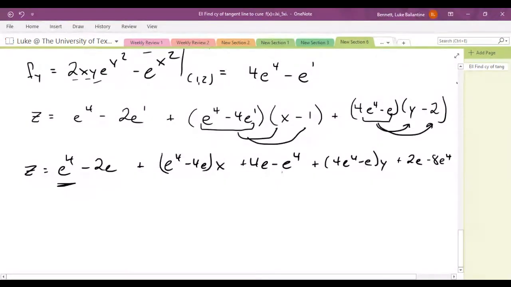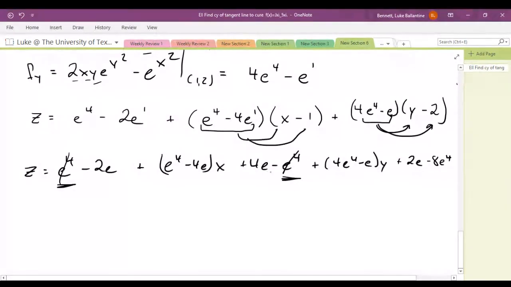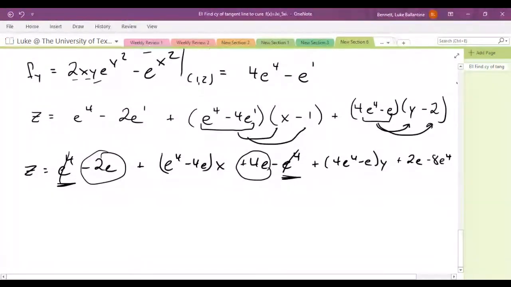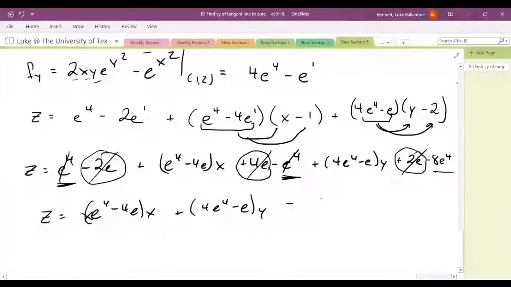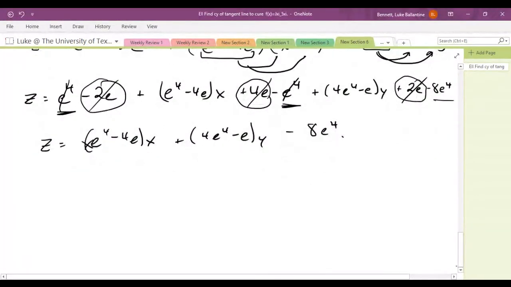What do we get? We have e to the 4th, oh, those cancel, don't they? Cancel, cancel. Let's see, we have e, we have 4e, we have negative 2e, it's positive 2e, the positive 2e that cancels all of these. And then we have the constant, so we have z is equal to e to the 4 minus 4e x plus 4e to the 4 minus ey minus 8e to the 4th. Okay, cool.